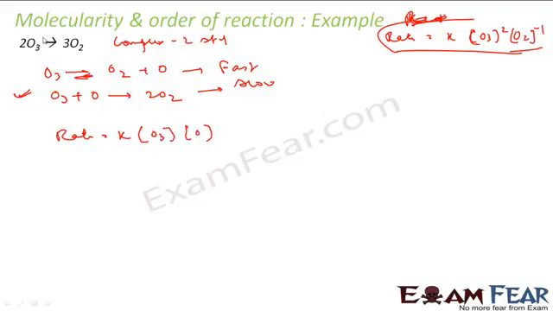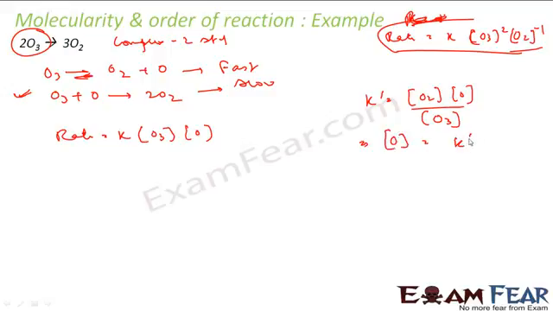But again, if you see, O is not part of this reaction. O is part of first reaction. So from first reaction I can see that K dash is nothing but concentration of O2, concentration of O, concentration of O3. Correct? So with this I can say that concentration of O is nothing but K dash concentration of O3 by concentration of O2. So let's put this value here.